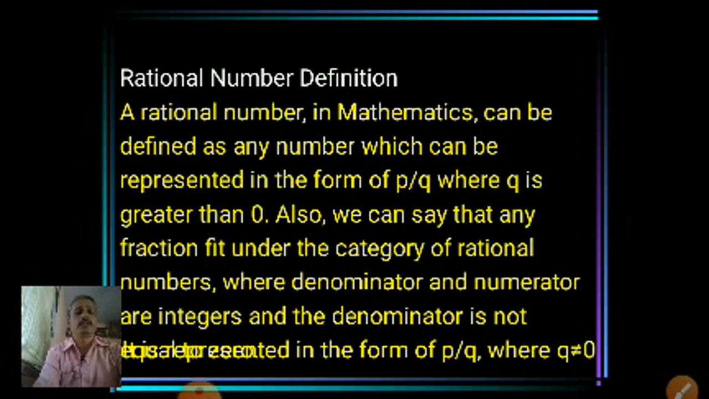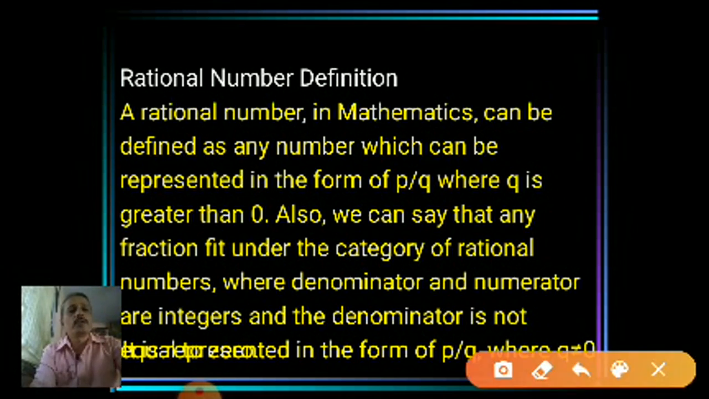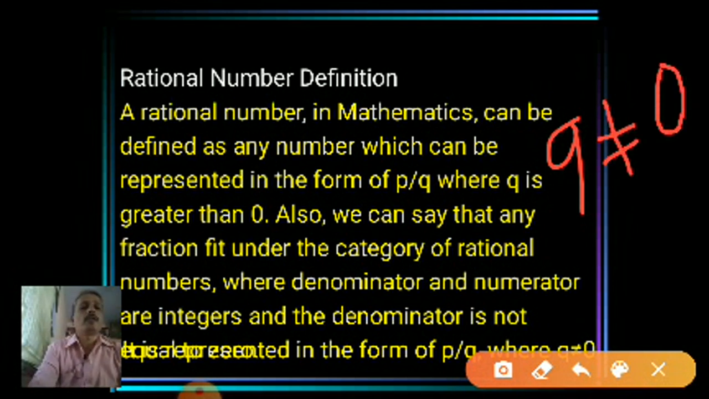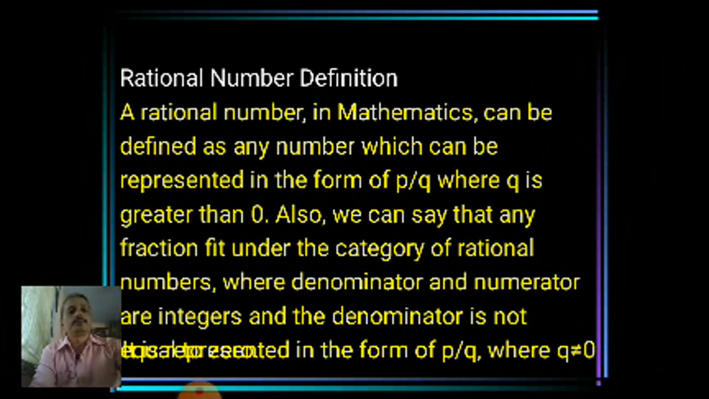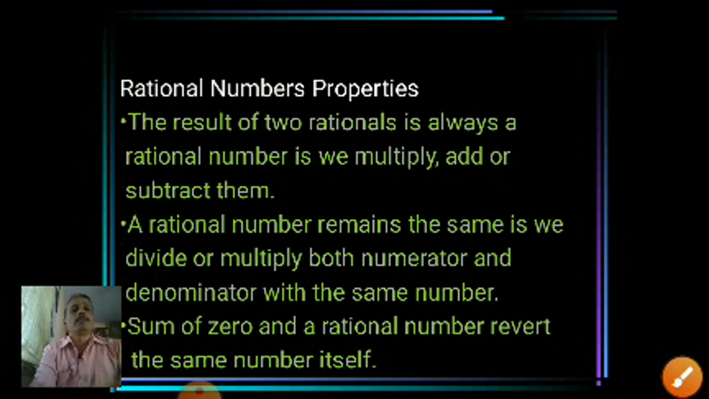Be careful. Integer means negative number, positive number and 0. And the denominator does not become 0. That means we can say in mathematical form Q is not equal to 0. This is the sign of not equal to. Yes, good. Let's see some more things regarding properties of rational numbers.